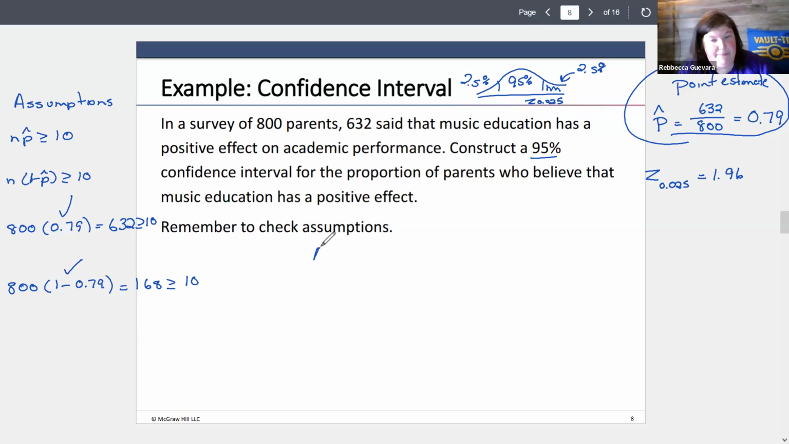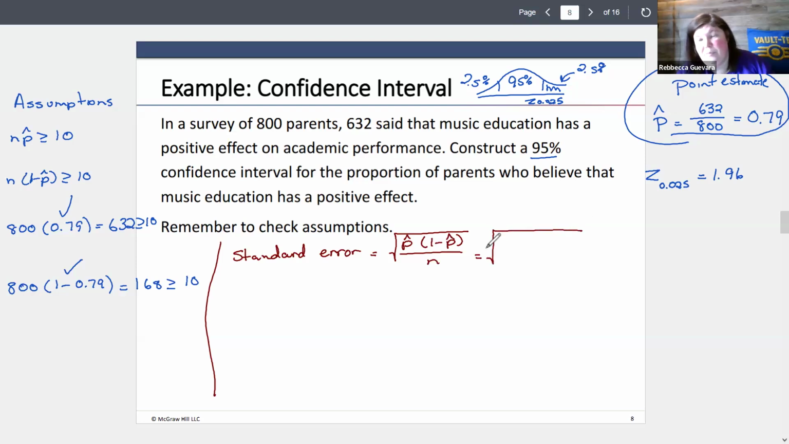The other thing that I'm going to need is the standard error. And standard error, if you remember, is going to be the square root of p hat times 1 minus p hat divided by n. Well, p hat is 0.79, and then we have 1 minus 0.79, and that's all divided by 800.